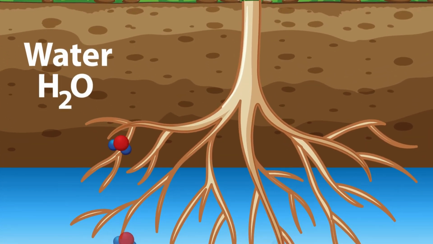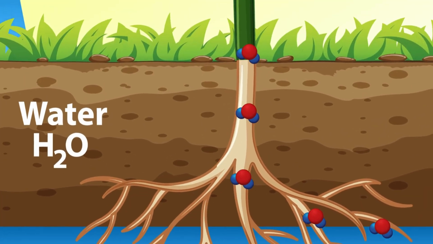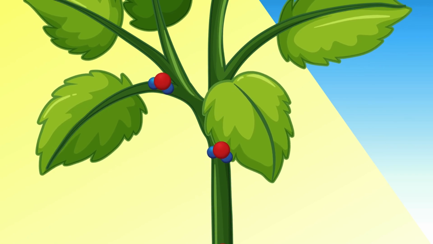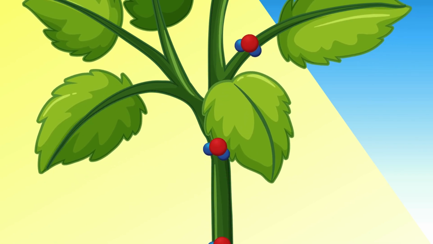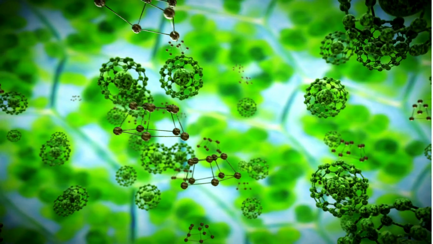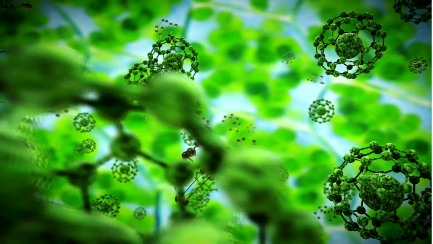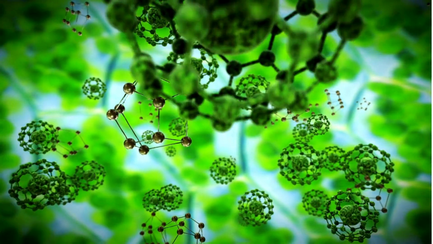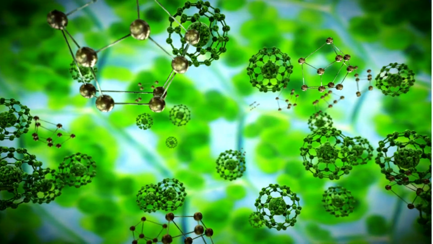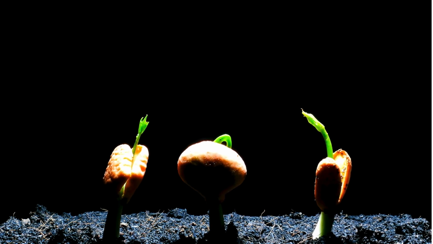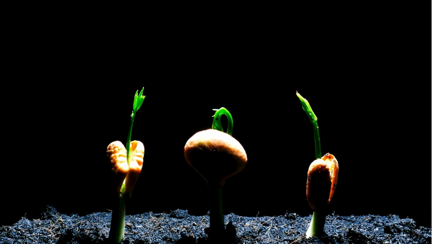Plants don't need to eat like we do. They make their own food using sunlight. This process is called photosynthesis. The leaves take in sunlight, carbon dioxide from the air, and water. Then they turn all of this into food, like sugar, and release oxygen into the air for us to breathe. That's why plants are so important.